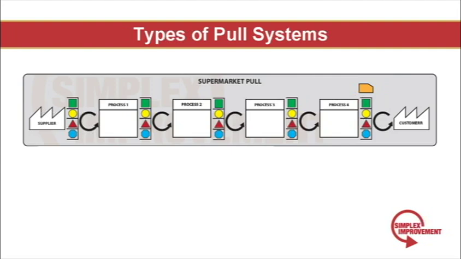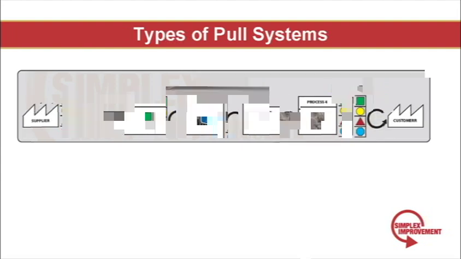Process 4 takes what it needs from process 3 to replace the green square. Process 3 takes from process 2 what was just taken. This relaying of information goes all the way back to the supplier. Now this is FIFO pull. Items are replenished first in, first out.